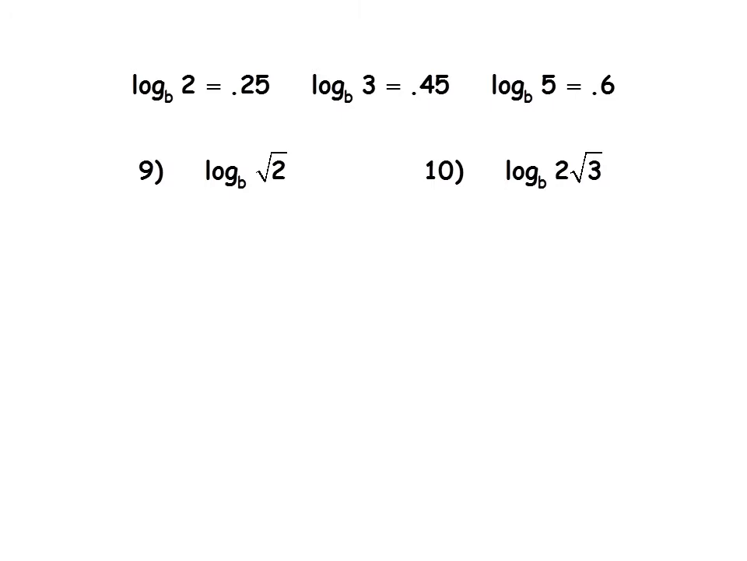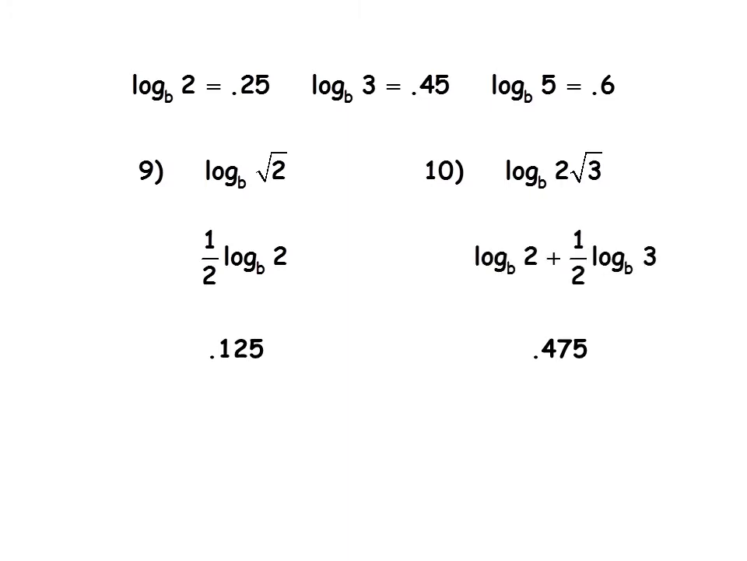All right, go ahead and try 9 and 10. All right, number 9 is 0.125, and number 10 is 0.475. Number 9, you'll have to change the square root of 2 to 2 to the 1/2, and then bring the 1/2 out front. So it's 1/2 times the log b of 2, but we know the log b of 2 is 0.25. This one here, we can change it to the log b of 2 plus 1/2 the log b of 3, and then substitute in the values for the log b of 2 and the log b of 3, and you'll get 0.475.